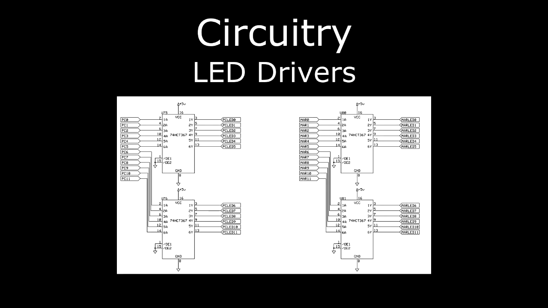Now the drivers I'm using are 74HCT367s, which are hex non-inverting buffers. These are CMOS chips, and the reason for using those rather than a TTL equivalent is that those can actually source current. So rather than having to pull down the line, which is what you'll quite often see in these things, I can drive it directly, and the cathodes of the LEDs are grounded.